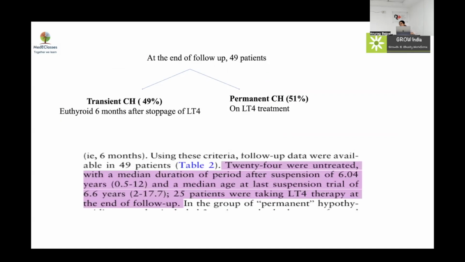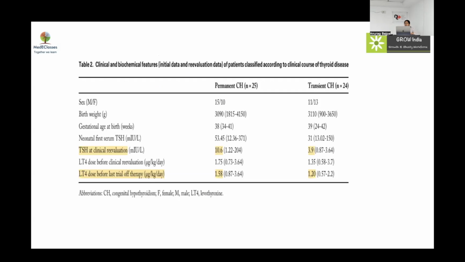At the end of the study, only 49 patients were left, which they classified into transient congenital hypothyroidism and permanent congenital hypothyroidism. Transient ones were those in which the LT4 was stopped for 6 months and they remained euthyroid. The median age of stopping the LT4 was 6.6 years, and the median duration they remained euthyroid was also 6 years in their study.